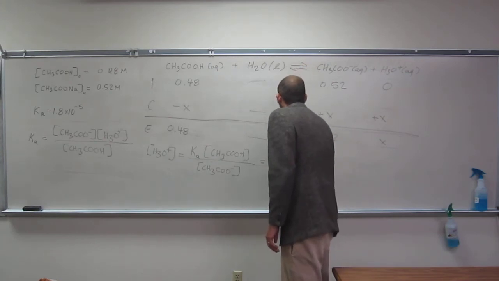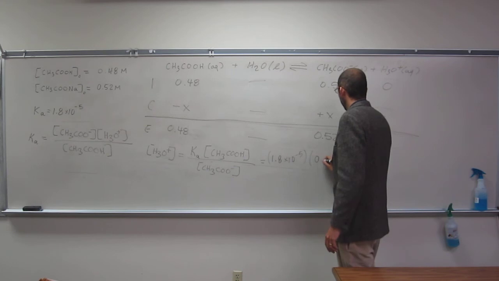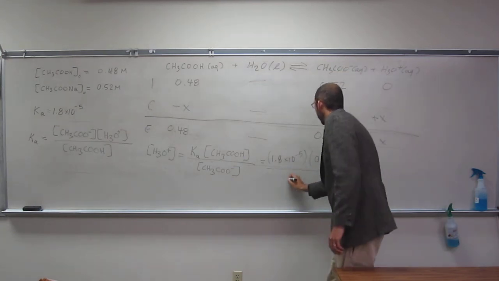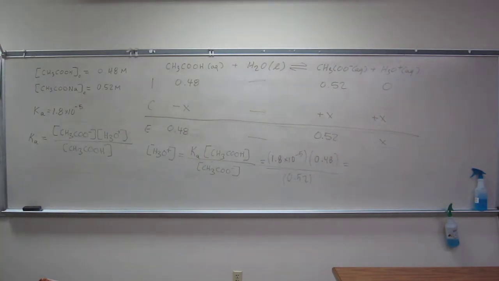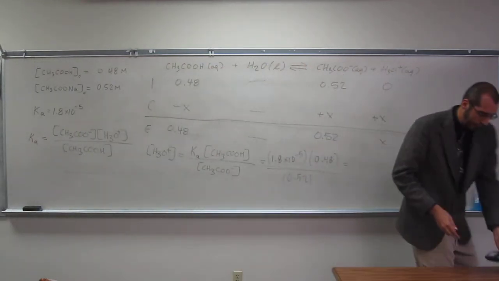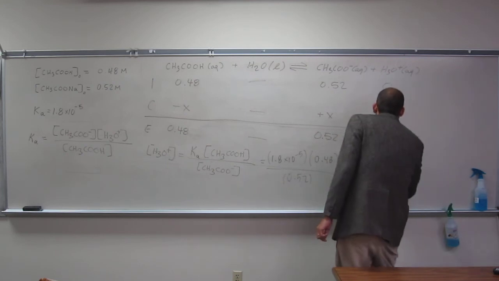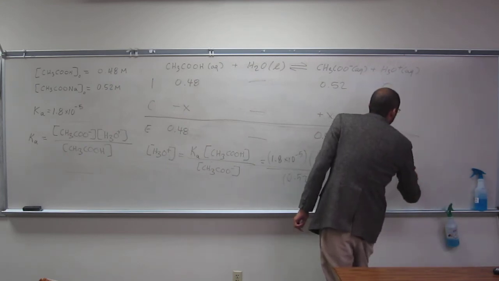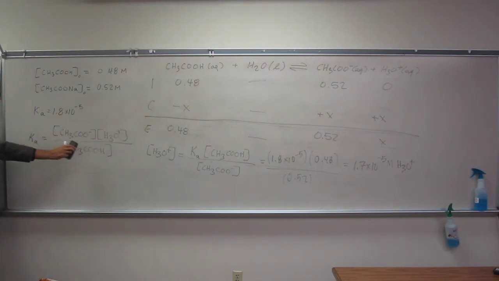So 1.8 times 10 to the negative 5 times 0.48 divided by 0.52. I get 1.7 times 10 to the negative 5 molar H3O+. Is that what you guys got? Okay, cool. And then I'm going to erase this and figure out the pH.